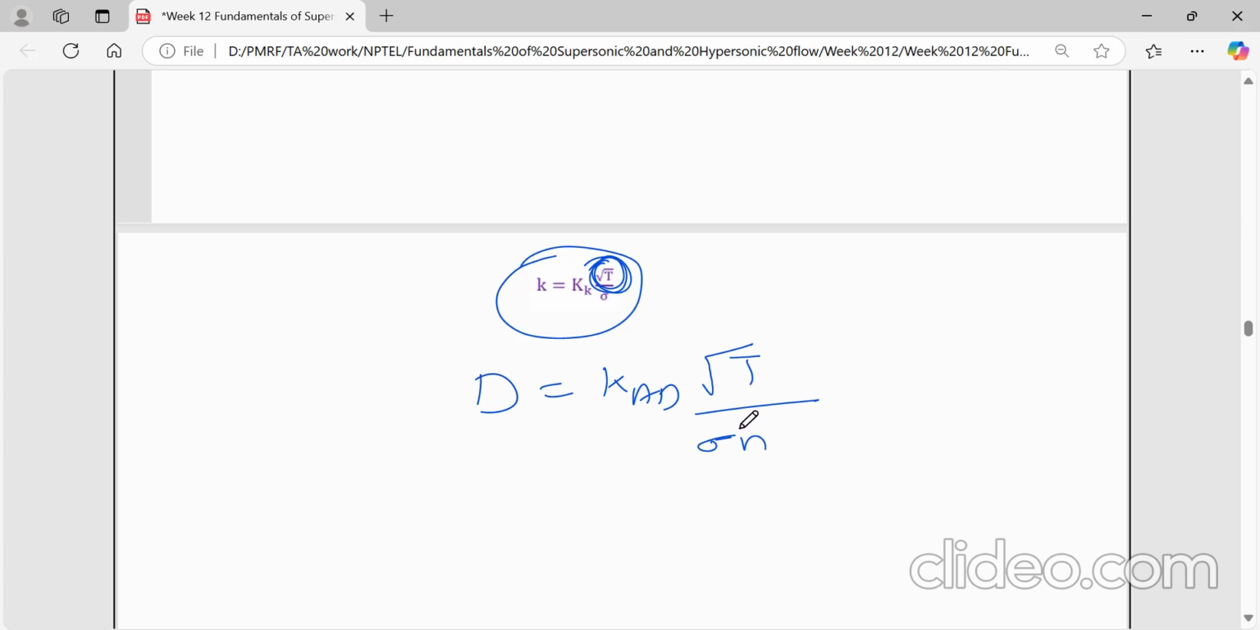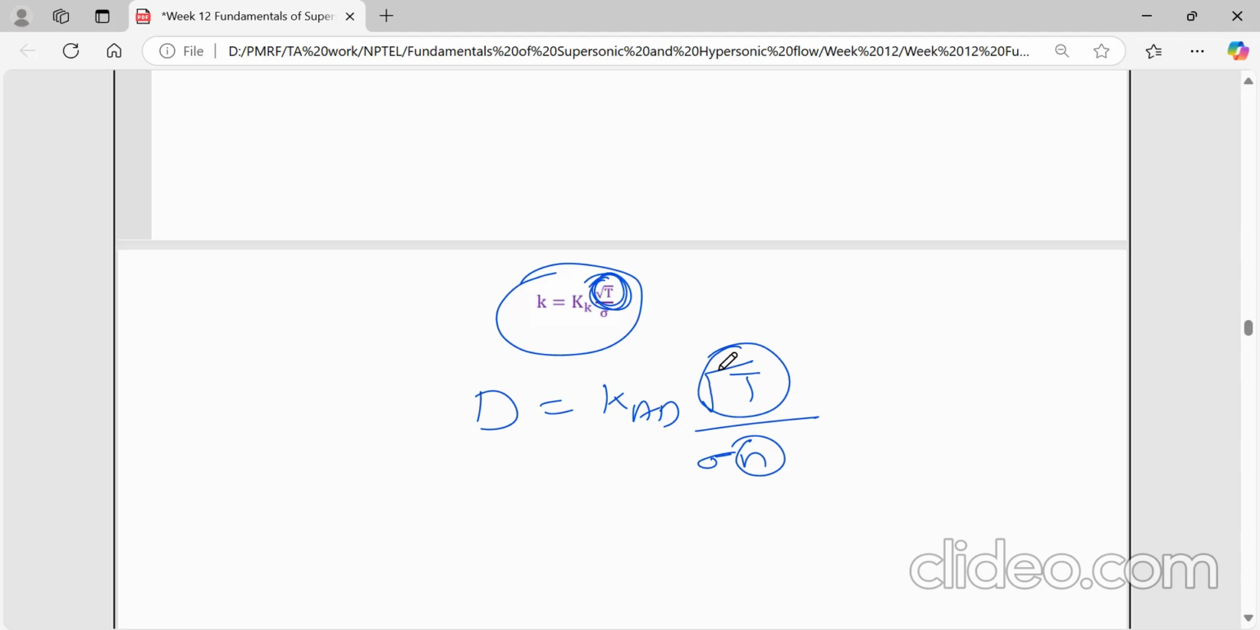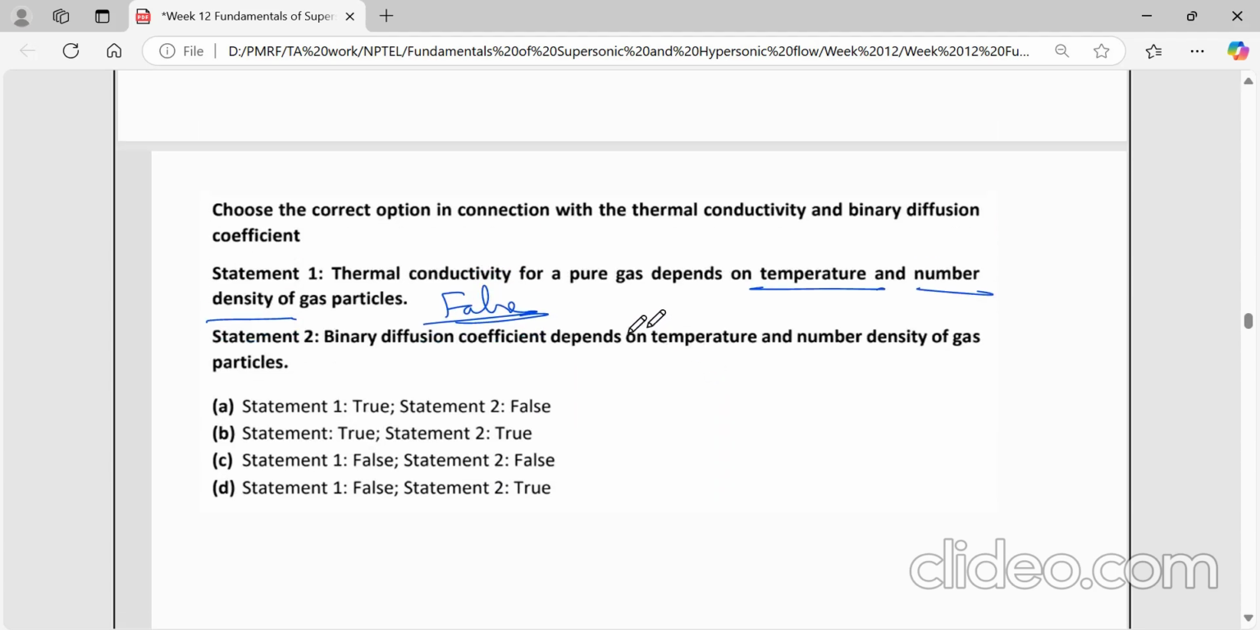So here we can see that it depends on both number density and temperature. And statement 2 also says that it depends on temperature and number density. So this is the true statement. Which option will be correct? Option D, which says statement 1 is false and statement 2 is true.